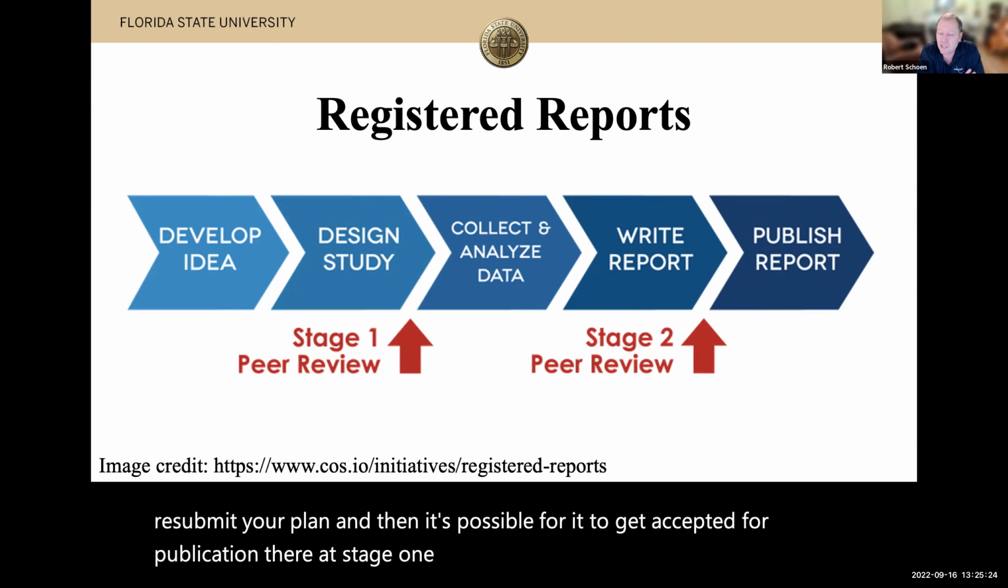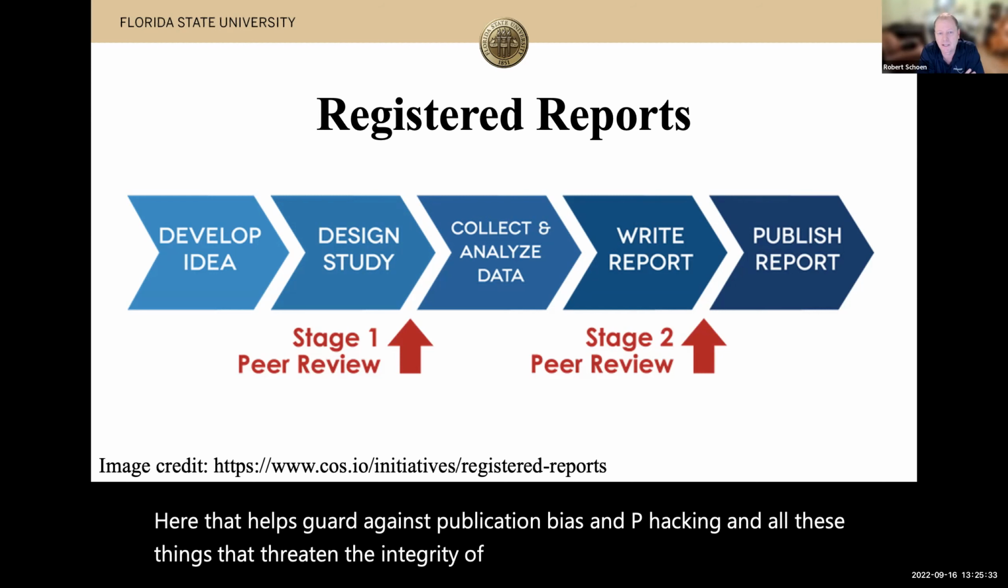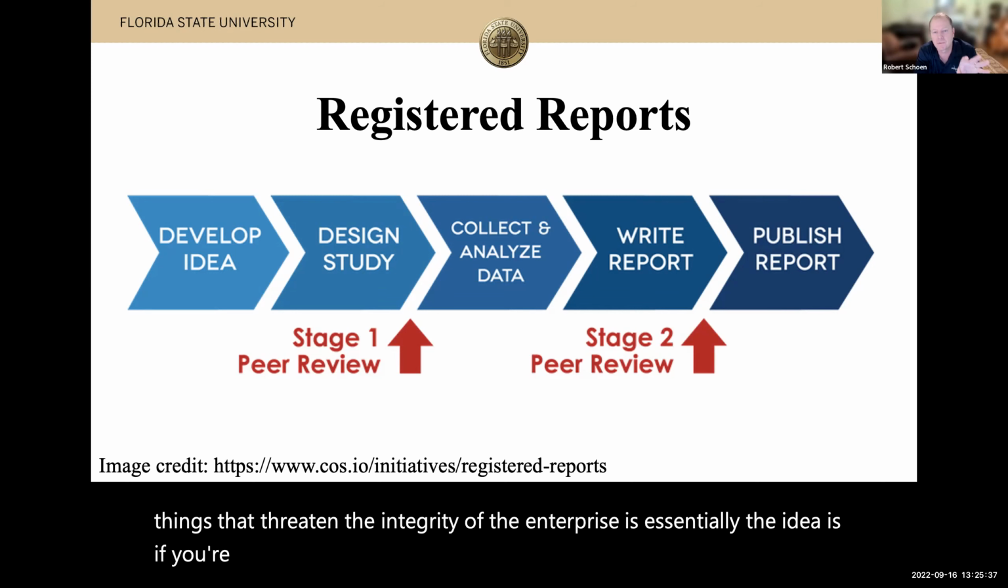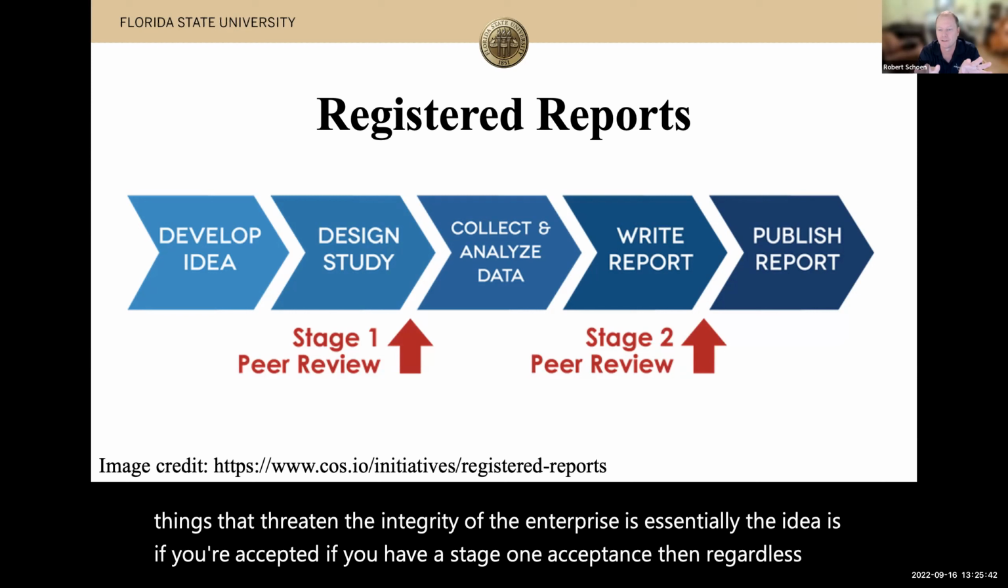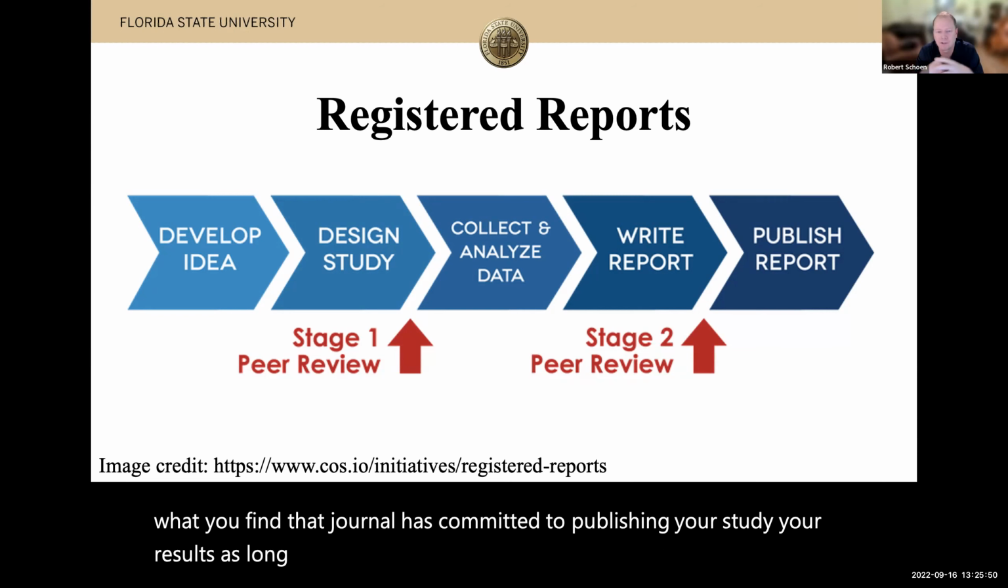So the big innovation here that helps guard against publication bias and p-hacking and all these things that threaten the integrity of the enterprise is essentially this: if you have a stage 1 acceptance, then regardless of what you find, that journal has committed to publishing your study, your results, as long as you, as the researcher, are obligated to actually carry out the study as intended.